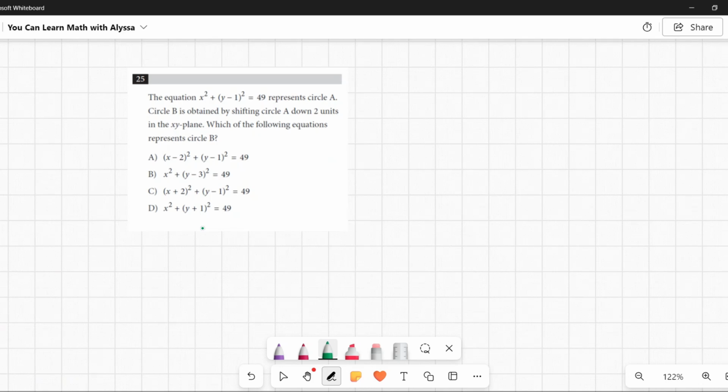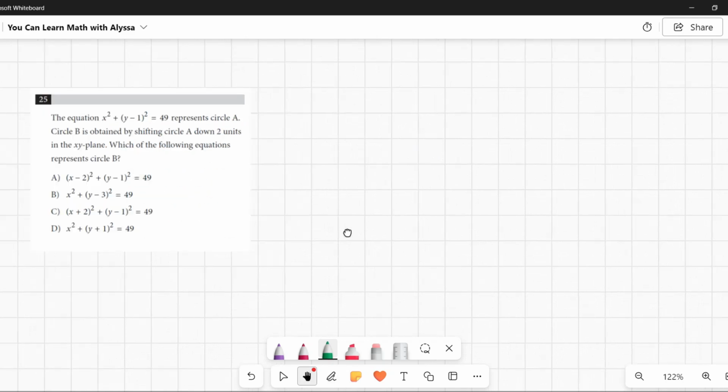Number 25, the equation x squared plus (y minus 1) squared equals 49 represents circle A. Circle B is obtained by shifting circle A down 2 units in the xy plane. Which of the following equations represents circle B? This is a great equation to know. They love equations of circles.